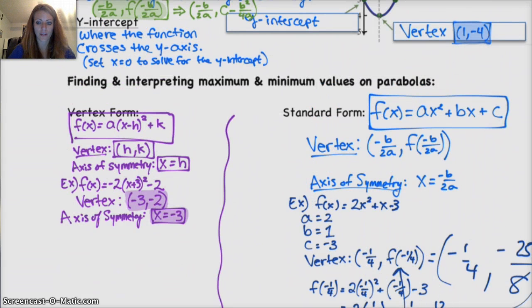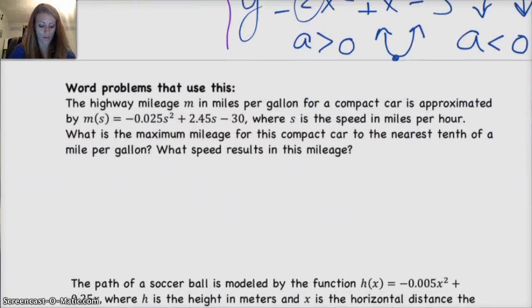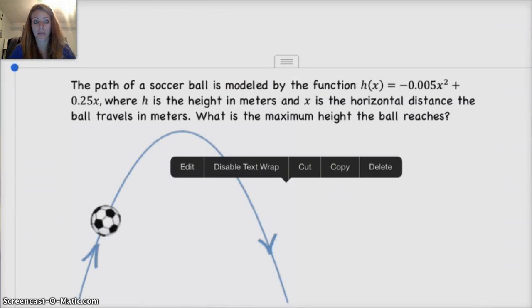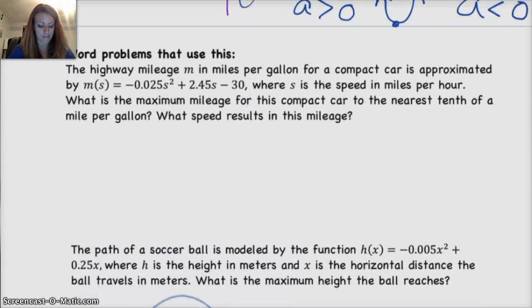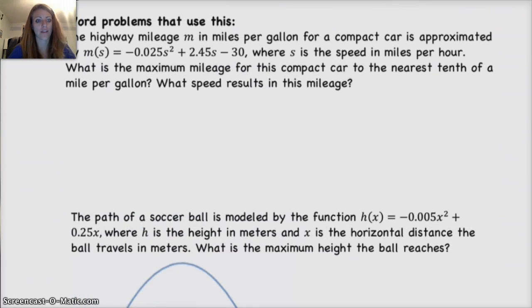All right, so the last two examples are just word problems that talk about maxes and mins that we might use. The first one, you have highway mileage in miles per gallon is approximated by this function. M is the miles per gallon, and S is the speed. So there's a relationship between the speed that you go and the miles per gallon that you get in your car, which makes sense, right? The faster you go, the more you're pressing on the gas, right? The worse your gas mileage gets.